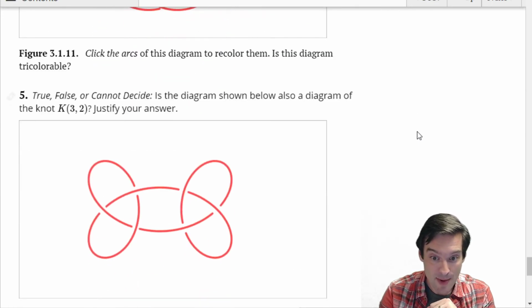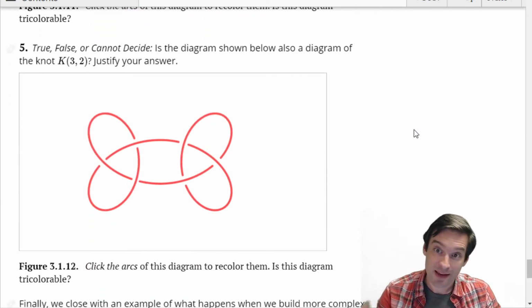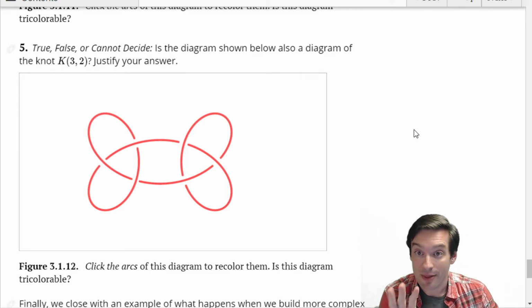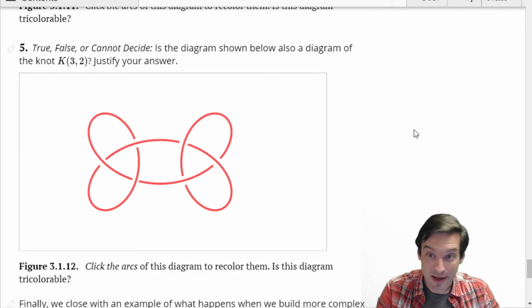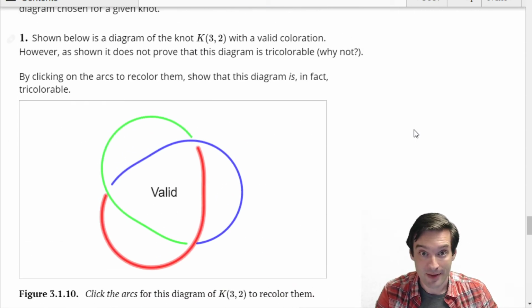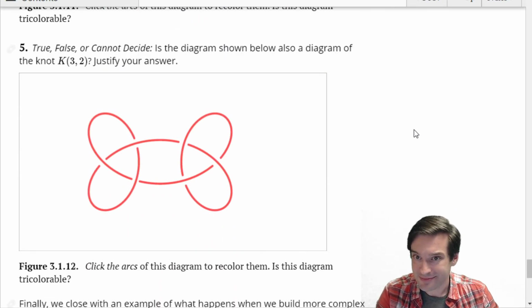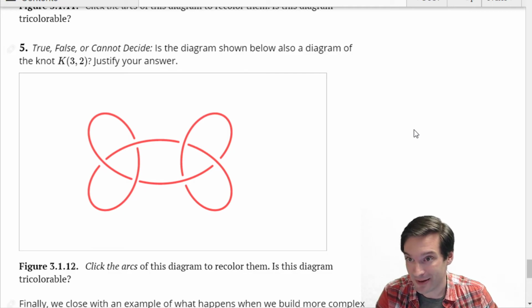Problem 5, same question, different diagram. Can I put a three-coloration on this diagram? If I can't, then it must be different than this one. If I can, then what? Okay, so that's kind of the piece that I want to leave hanging out there.